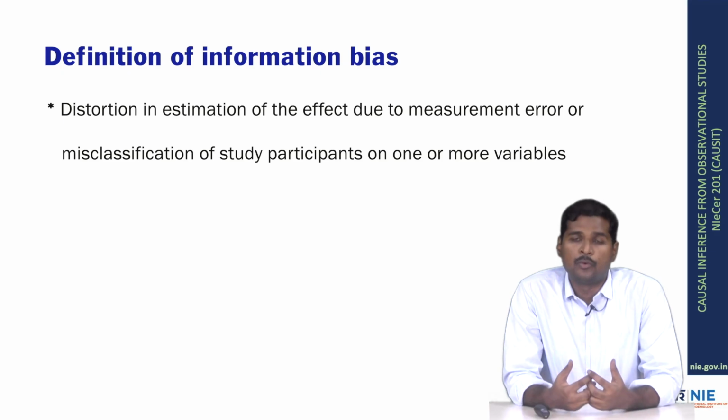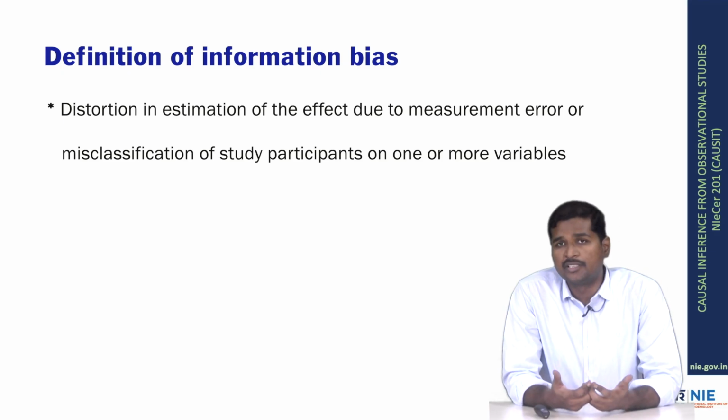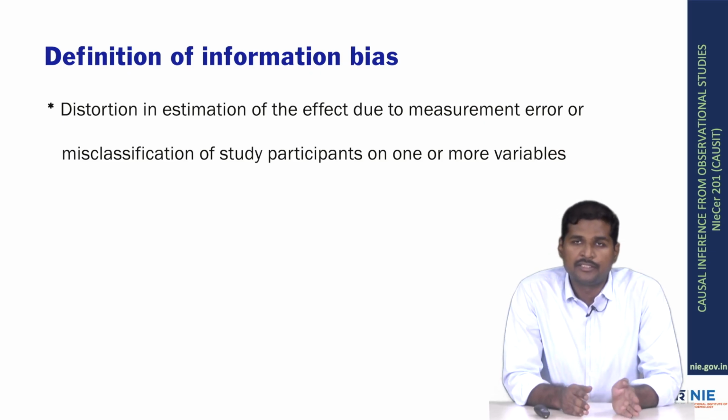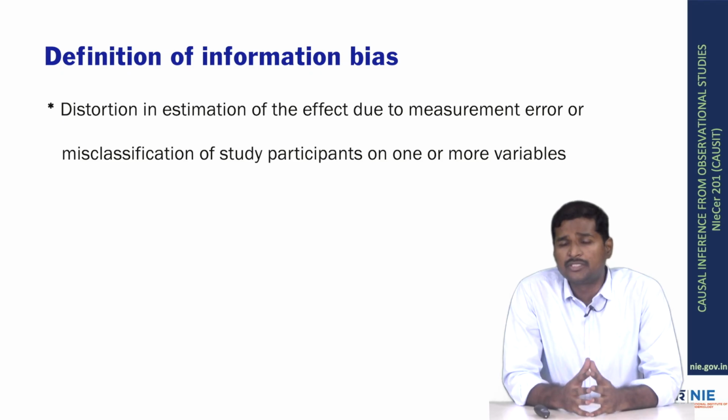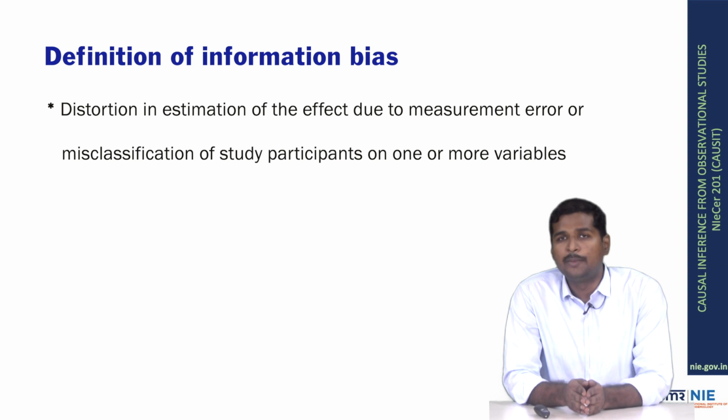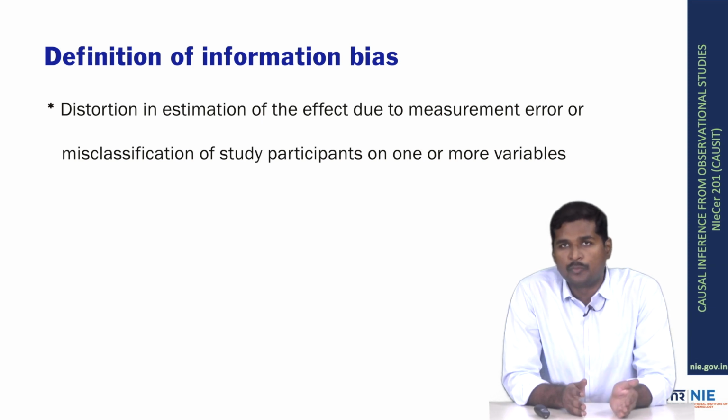Let's say you are going to study hypertension. You measure the blood pressure of a person and you have to classify that person into either hypertensive or non-hypertensive. But due to some error in measurement or some error in your classification, you wrongly put the participant under one group when in fact he is a member of the other group.